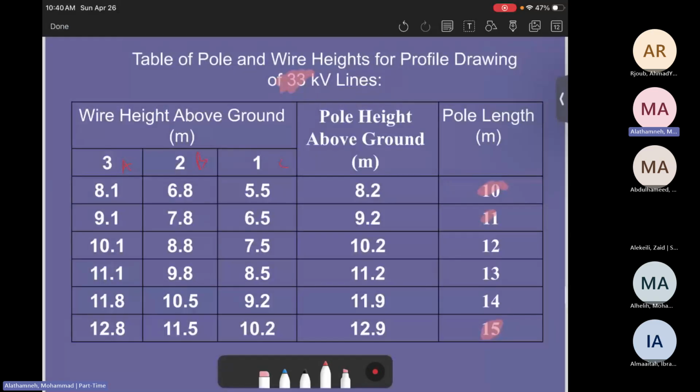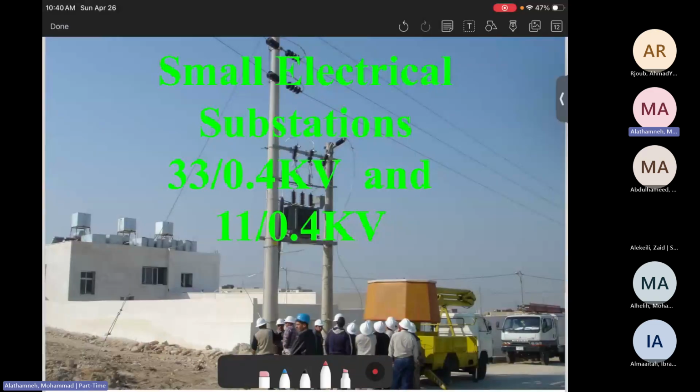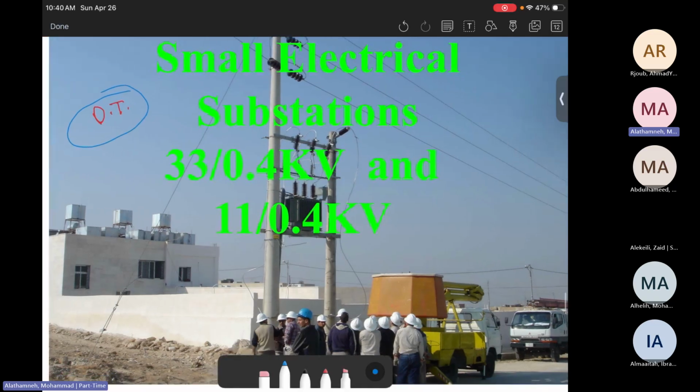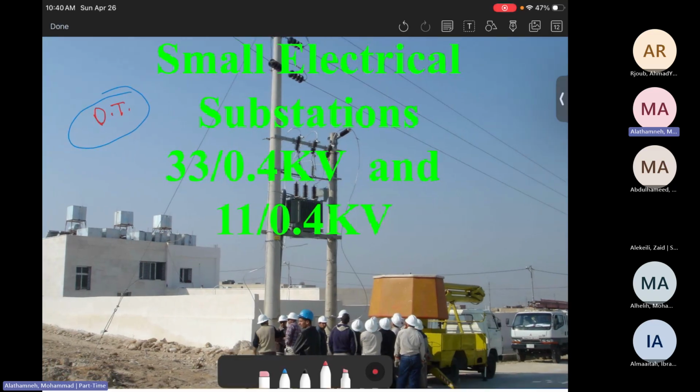Okay. Now the next thing, small electrical substations. What do I mean by small electrical substation? Most likely we used to call them DT, or distribution transformer. The distribution transformer, we will call it a small substation, which is the one converting 33 kilovolts to 0.4 kilovolts, or 11 kilovolts to 0.4 kilovolts. And here is an example, as you see in this picture, of the distribution substation. I mean, this we call a substation. The overall is called a small substation.